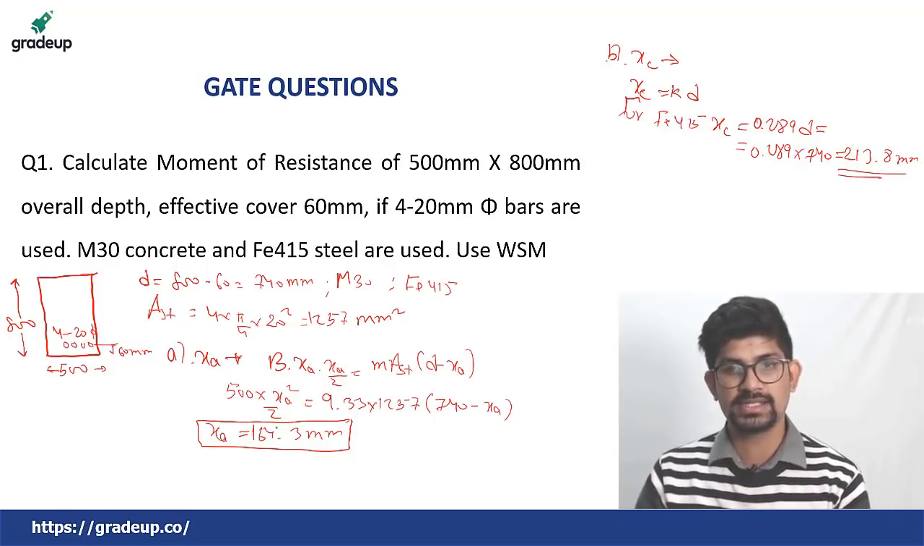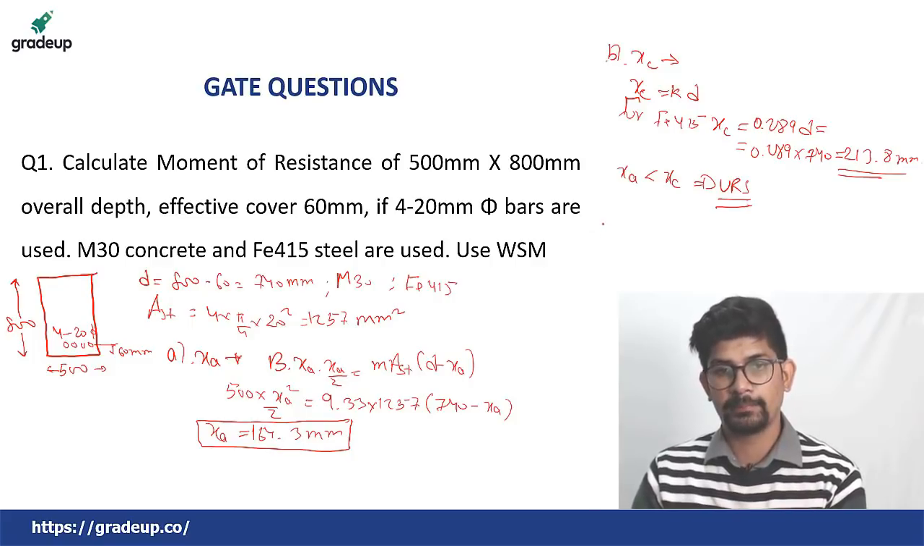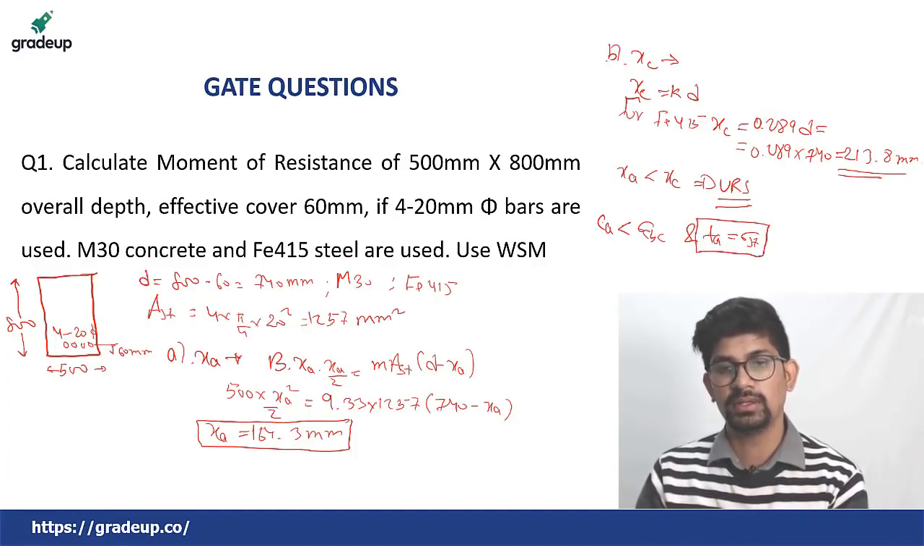Now compare the XA and XC values. As you can see, XA is less than XC. What this implies is that the section is under reinforced. So for an under reinforced section, CA will be less than sigma CBC and TA will be equal to sigma ST. It will be convenient for us to use this for calculating the moment of resistance.